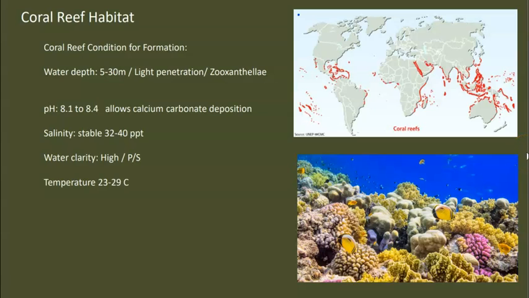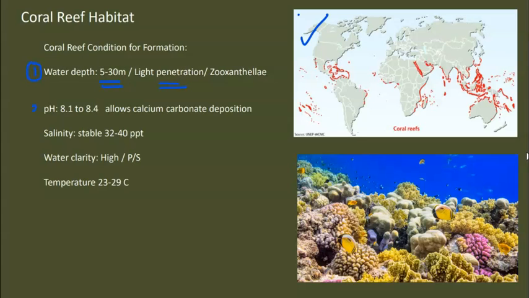So if we take a world map and we plot onto this world map those coastal regions which have a water depth of 5 to 30 meters, so that's allowing light penetration to allow for photosynthesis. So that's one of the features.